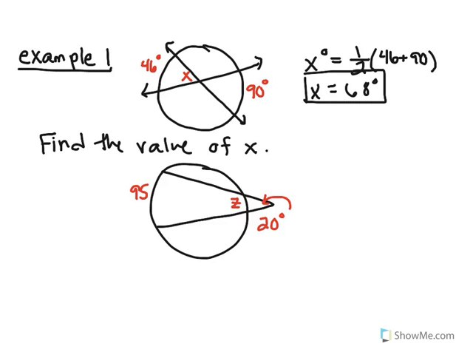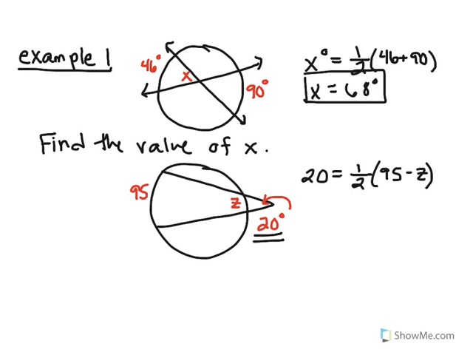And now let's take a look at this example. This is with the intersection of the secant lines outside of the circle. And so we know that the measure of the angle that we're dealing with, which in this case is 20, is going to be equal to half the measure of the difference of the two. So I'm going to write 95 minus Z.